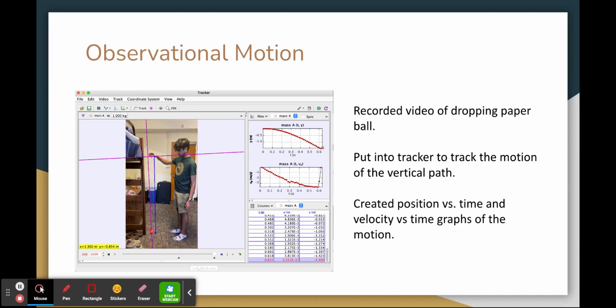So first, our observational motion. Here's a video I recorded of me dropping the paper ball down to the floor from a height of 1.42 meters. I put it in Tracker and used the tracking feature to find the position of the ball throughout its path. Over here, we created a position versus time graph and velocity versus time graph in the y direction to see the motion of the ball.